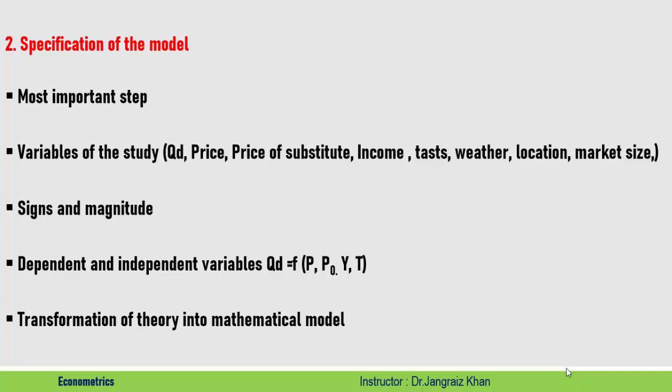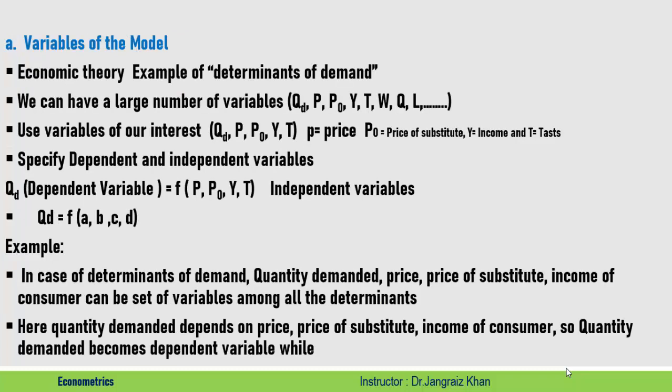By specification of the model, we mean to identify the variables of the study and to specify which one is the dependent variable and which are independent variables. And after defining the variables and dependent and independent variables, transformation of this theory into a mathematical model is the specification of the model. So let's discuss the sub-steps of the specification of the model one by one.